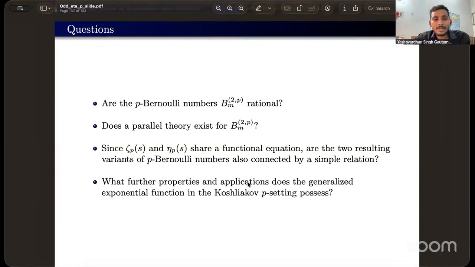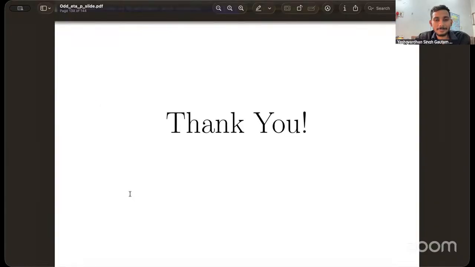The next one: in the classical case, there is a gamma function for the classical exponential function. Do we have a p gamma function or something like that for this p setting of the exponential function? And what could be other properties of this p exponential function, like we have for the classical exponential function? This is all from my side. Thank you so much.